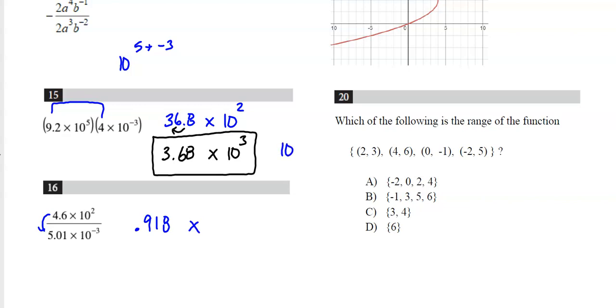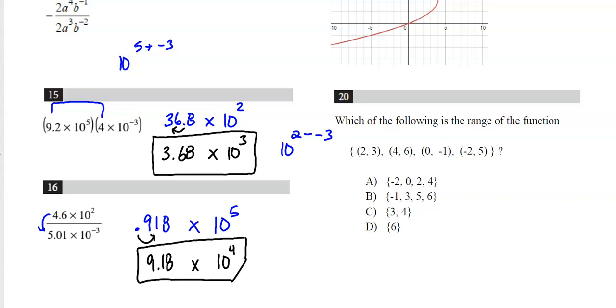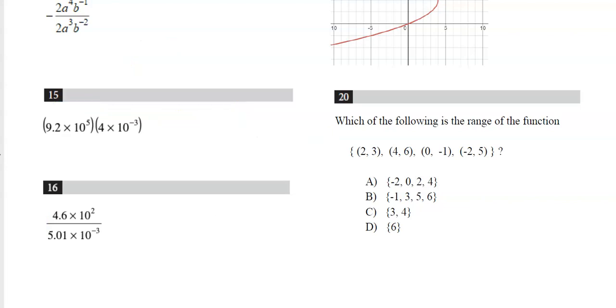10 squared divided by 10 to the negative 3rd. So really I subtract the exponents. 2 minus that negative 3 is going to end up being positive 5. So I end up with 0.918 times 10 to the 5th. Again, it's wannabe. It's not a number between 1 and 10. So if I'm going to make this bigger to keep things balanced, I need to make this power of 10 1 unit smaller. So there we go. There's dividing two scientific notation numbers.